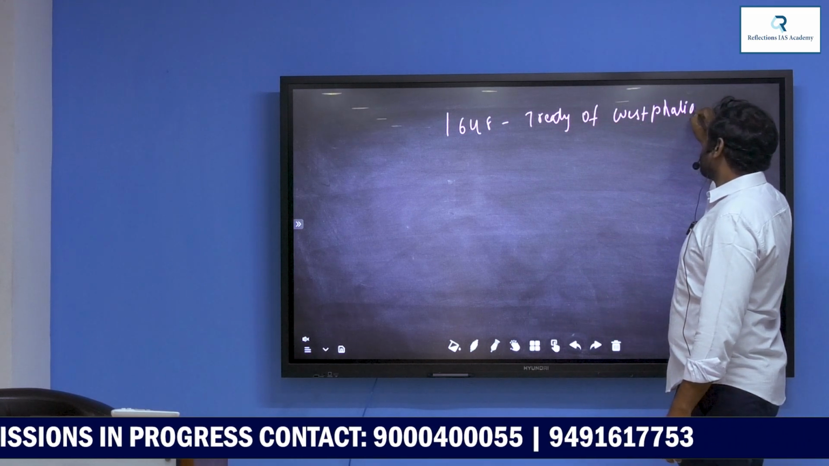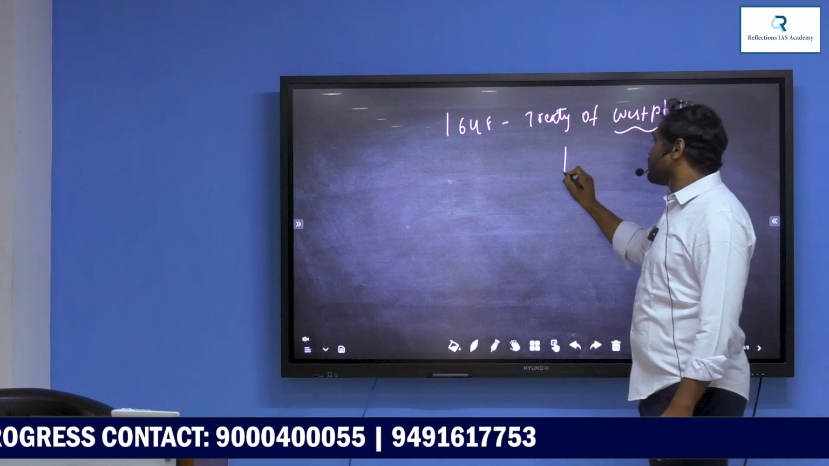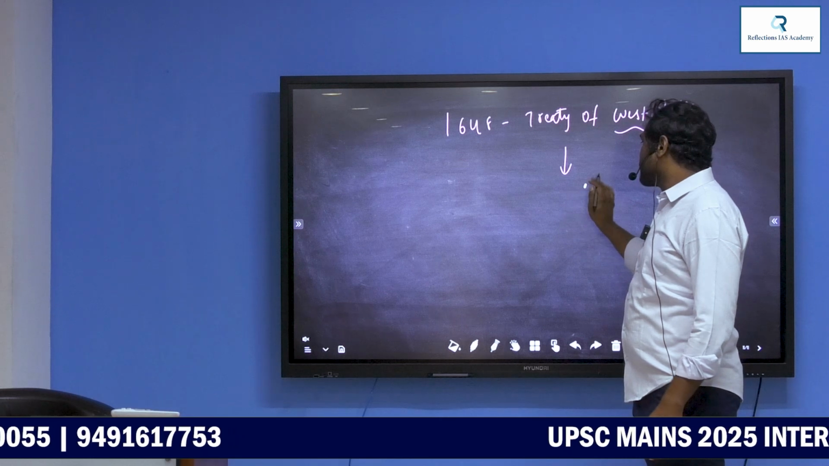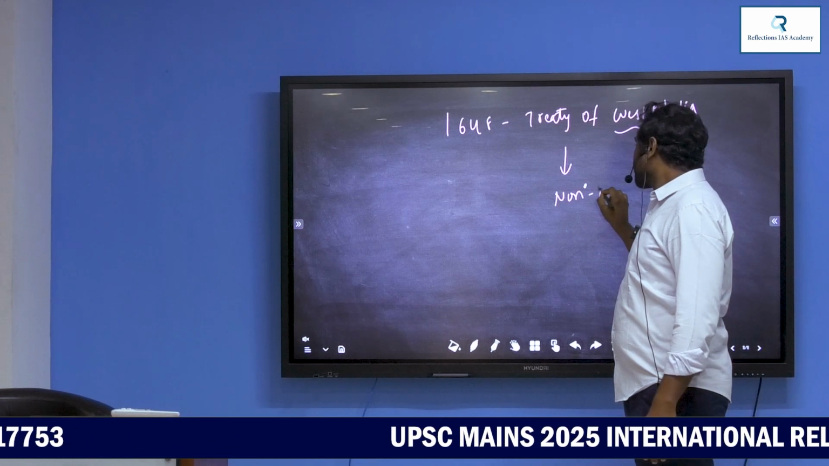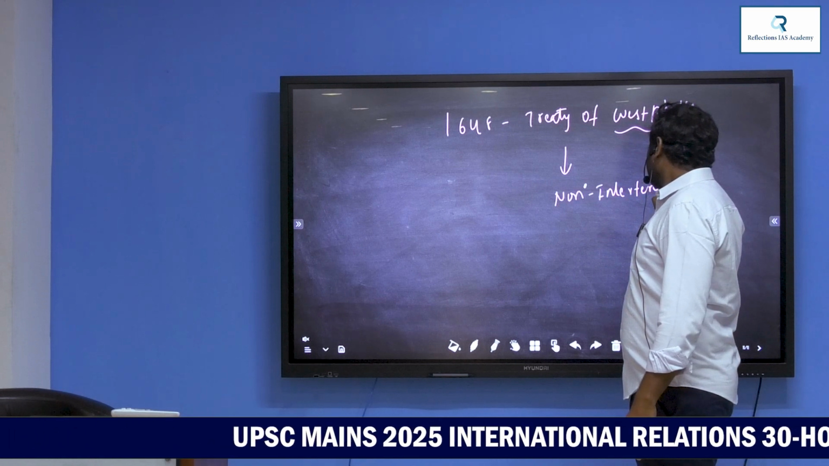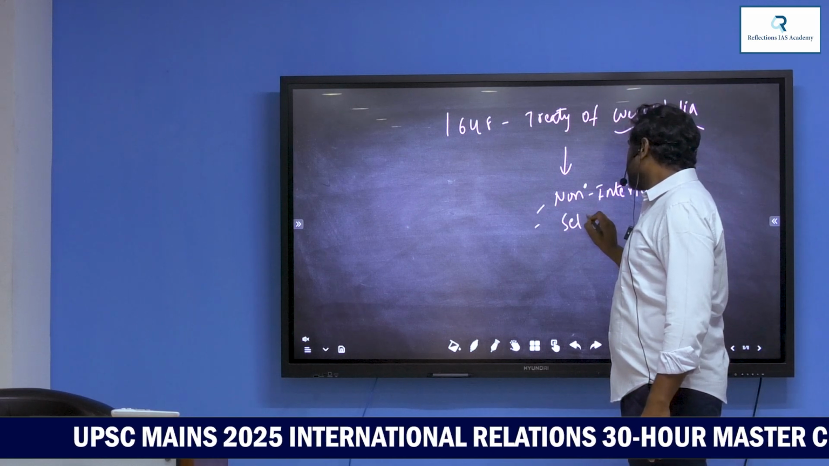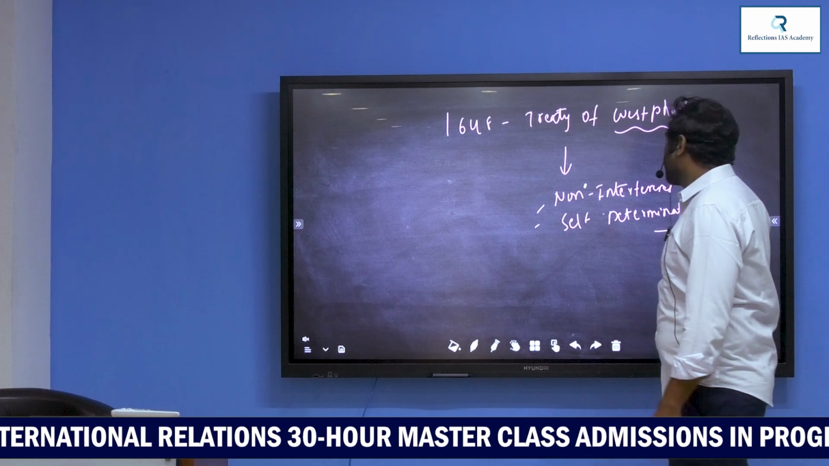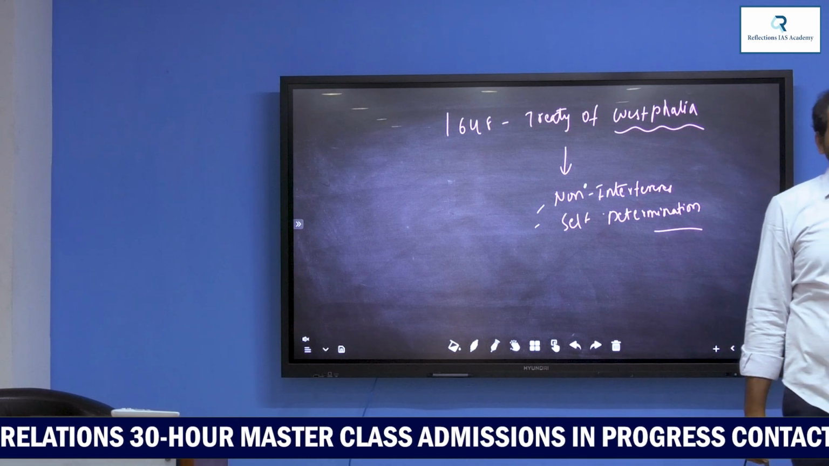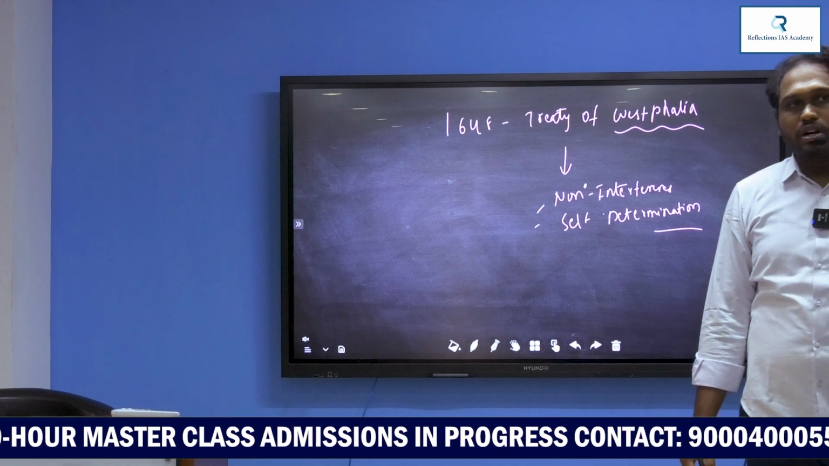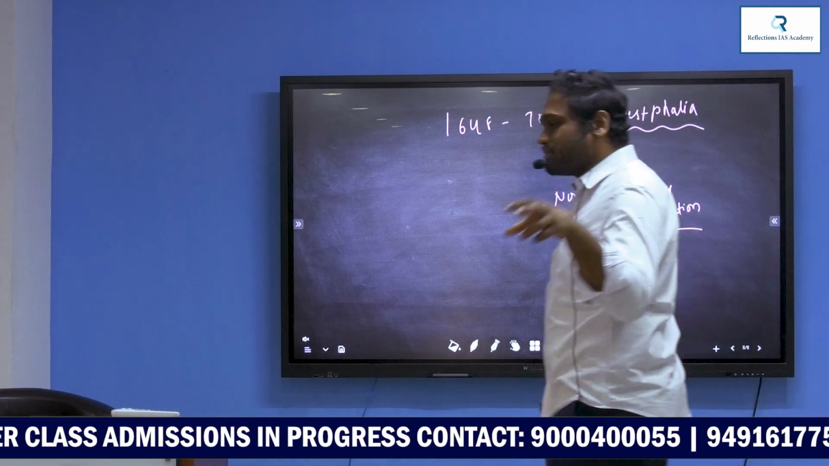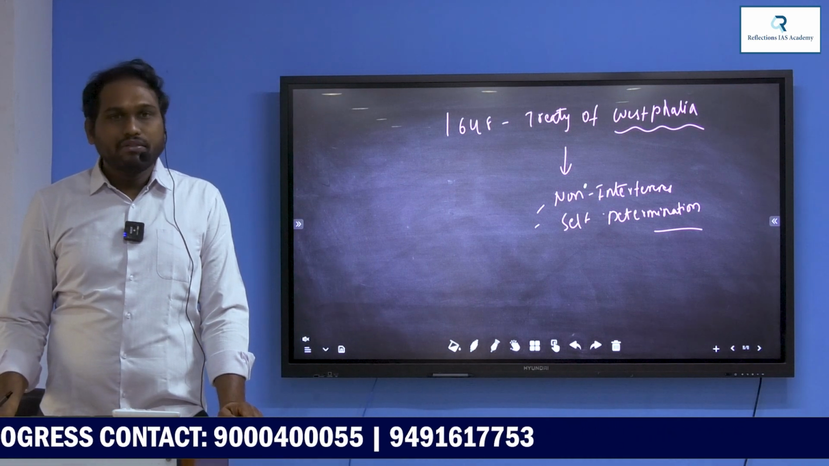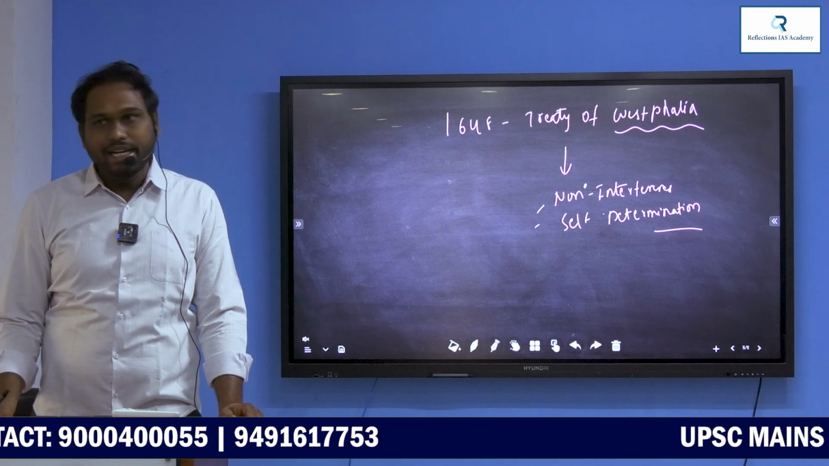What are the outcomes of this Treaty of Westphalia? One of the outcomes they have accepted is non-interference in internal affairs. Non-interference is one aspect and self-determination is the other dimension. Non-interference in the internal matters, self-determination to achieve whatever they want, to set their goals, to achieve their goals with some efforts. They can determine what religion they can have. They can determine what sort of policies they can initiate.